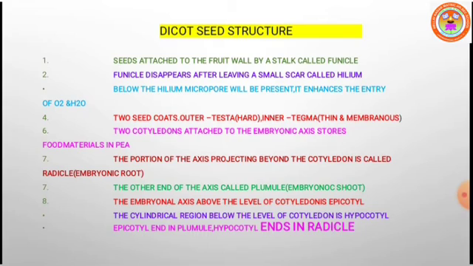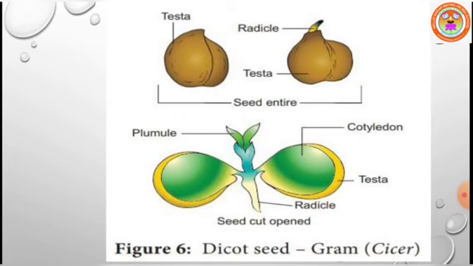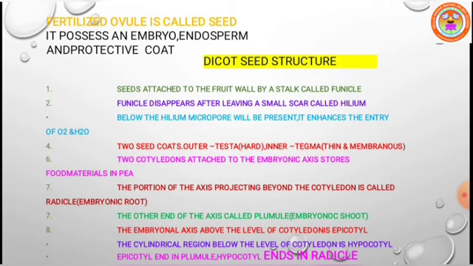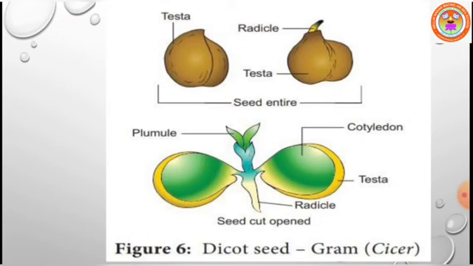In a dicot seed, each seed has a thick outer covering called the seed coat. The seed coat develops from the integuments of the ovule. The outer seed coat is called testa and it is very hard, whereas the inner seed coat is called tegmen, which is thin and membranous. In the pea plant, Pisum sativum, the tegmen and the testa are fused together.